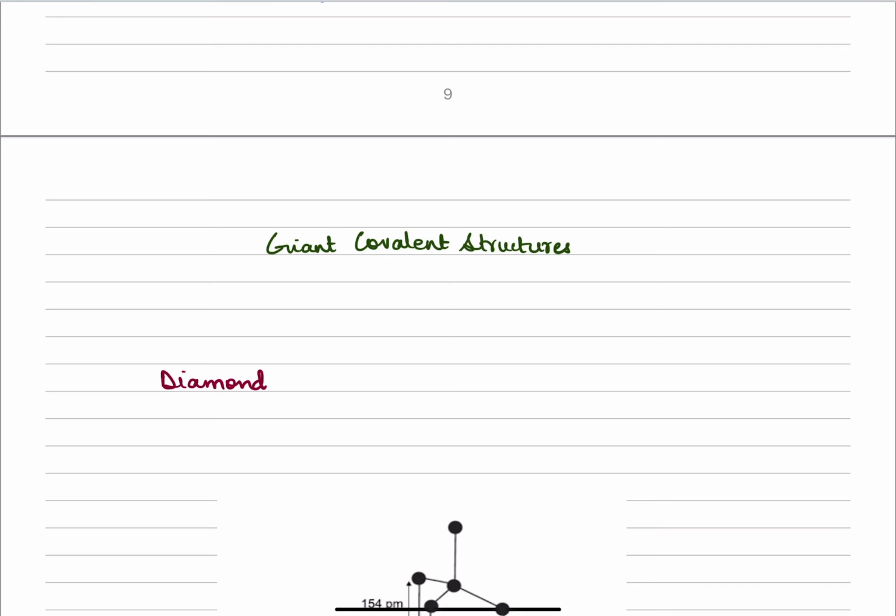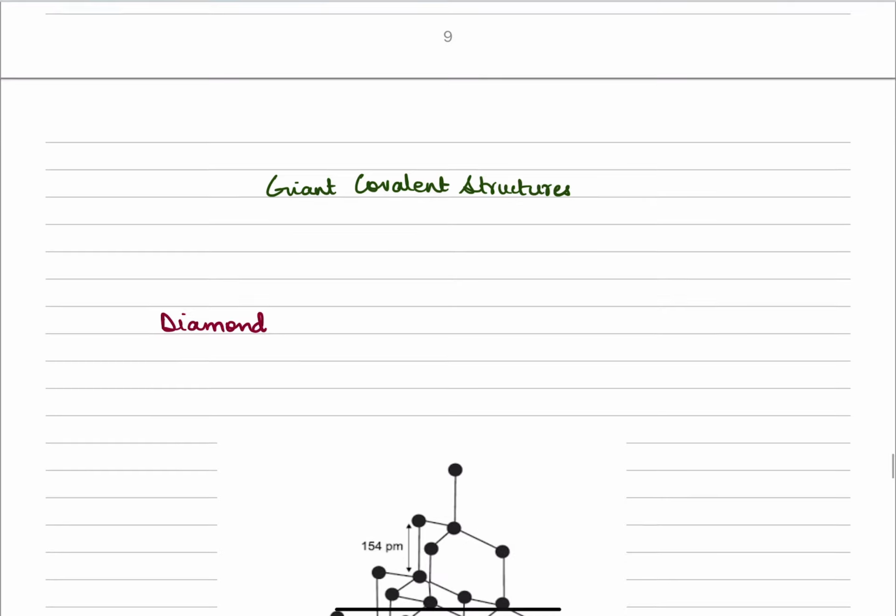In this video, we're going to look at giant covalent structures. Let's recall that when we were doing ionic compounds, we studied that all ionic compounds have a giant structure. Similarly, in the last video, we saw covalent compounds, and that category was simple covalent compounds. But covalent compounds can also be giant. Examples of giant covalent compounds are diamond, graphite, and silicon dioxide. These three are in your syllabus. Let's first look at diamond.